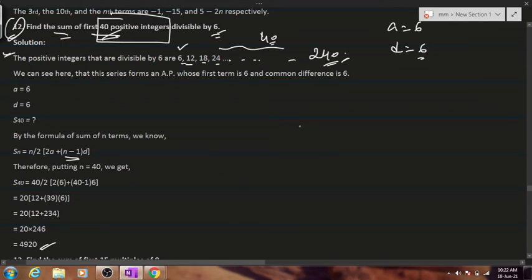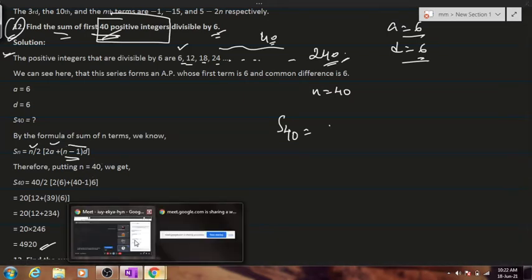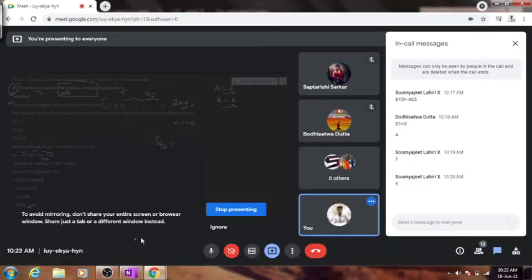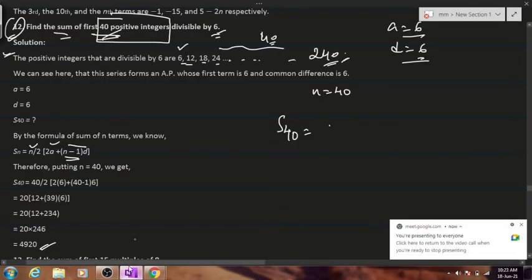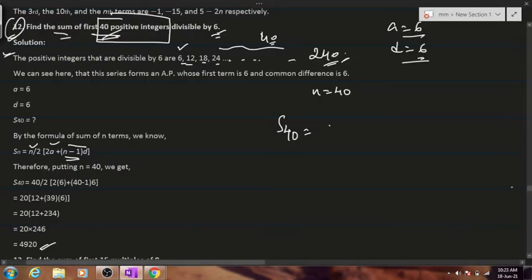How many have got this answer for S40? Simple, you put n equals 40, we know a, we know d. Nothing else is required here. S n equals n by 2 into 2a plus n minus 1 into d. How many have got this answer? 4920. It's a very simple one. It's far simpler than the 3-digit number divisible by 7. This is by far the easiest one among these two.